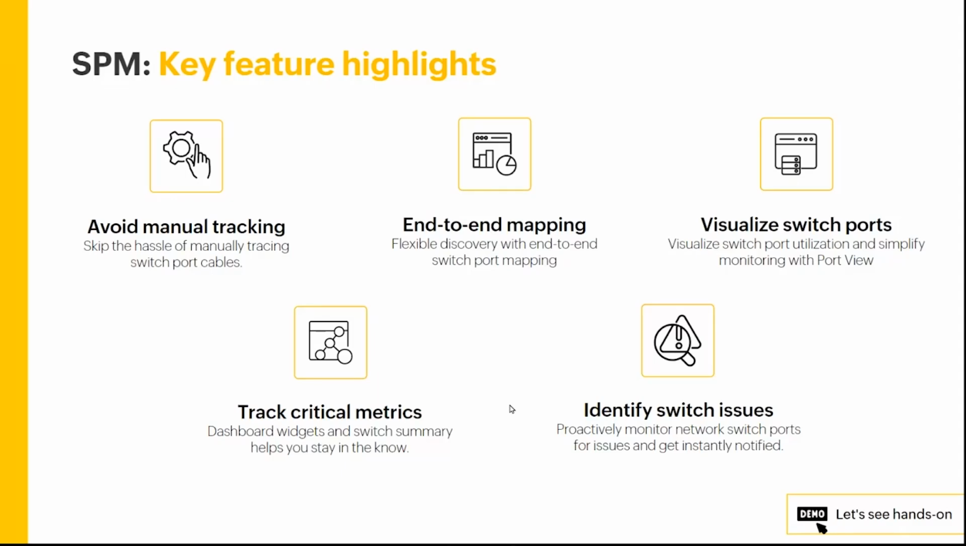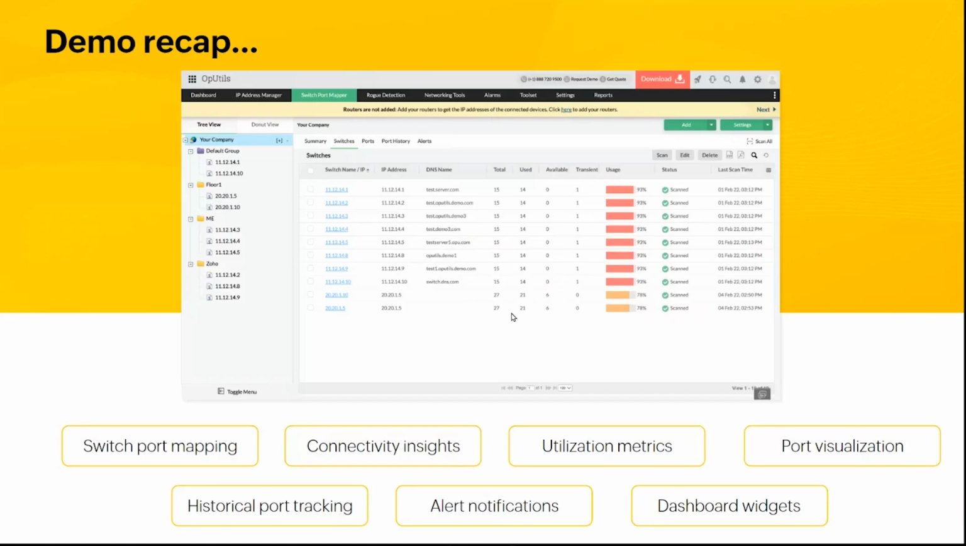Going back to the presentation, let's have a quick recap of what we've seen so far in Switchboard Mapper. In our brief demonstration of the Switchboard Mapper, we've observed how you can initiate switchboard mapping, gain insights into connectivity, and view metrics like utilization percentages, available ports, and transient ports. We also saw how you can visualize ports, track historical usage patterns, alerts, and so on.